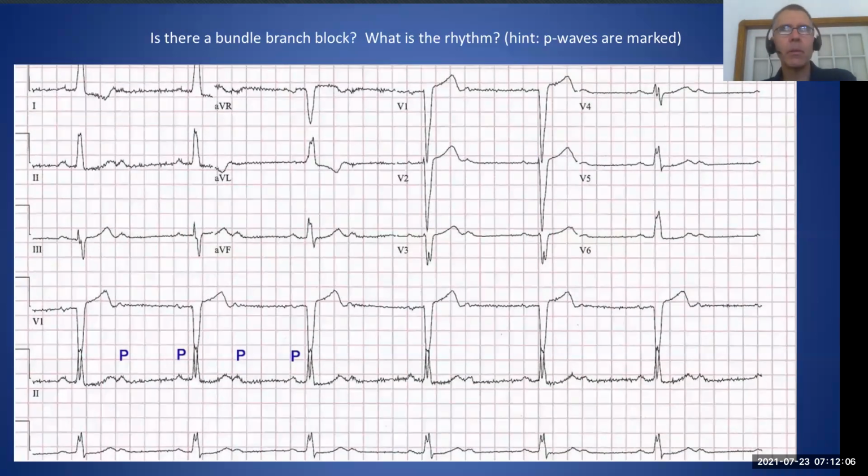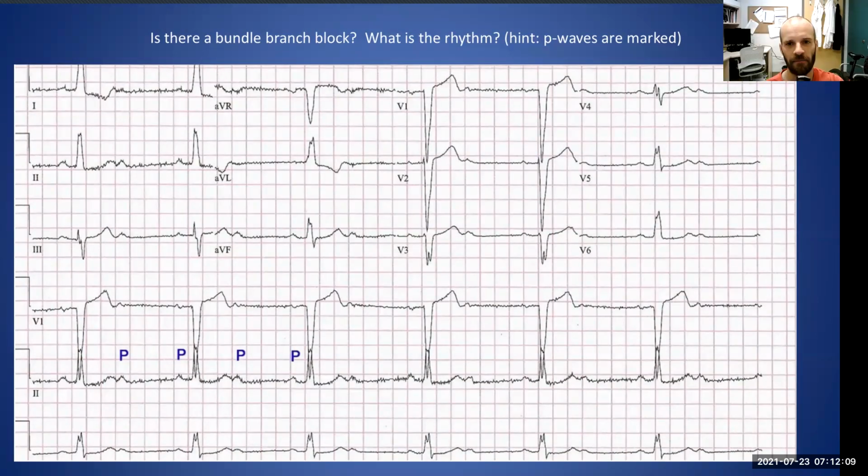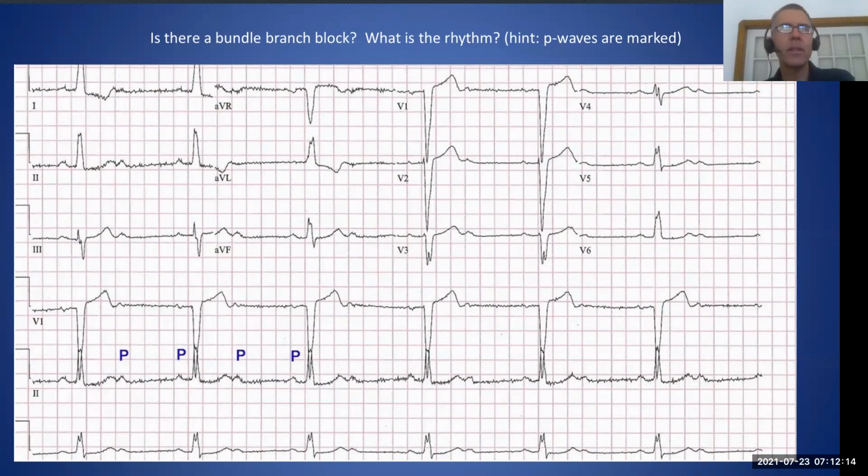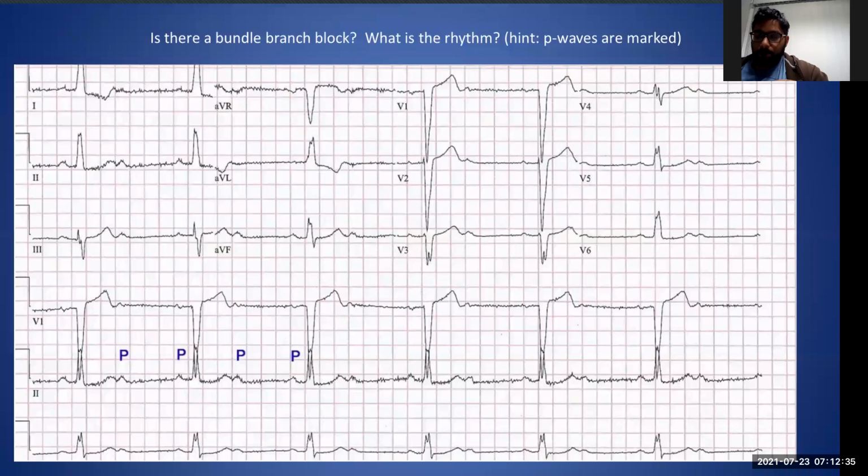Left bundle branch block. Excellent. In V1, I've got negative QRS. Brilliant. QRS that's larger than 120. A bit of ST elevation. Yep. And positive QRS in 1, AVL, V5, V6. Excellent, very good. So it's a typical left bundle branch block pattern. Yep. So we've got a bundle block there.